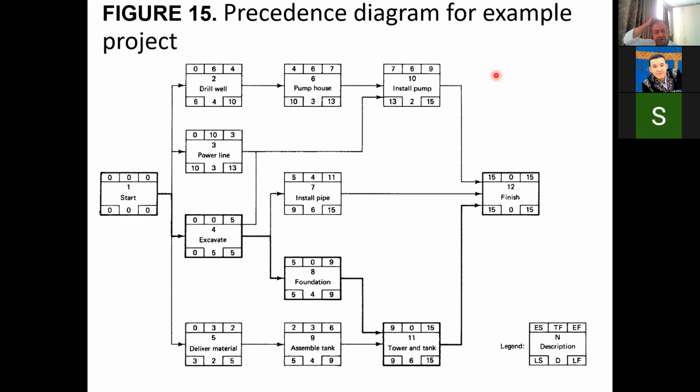It is your choice. But in the current times, activity on arrow diagrams have been replaced almost everywhere by the activity on node diagrams or the precedence diagrams. So most likely in all the practical situations, we will be using the activity on node and precedence diagrams. So the calculations are quite easy in this case.